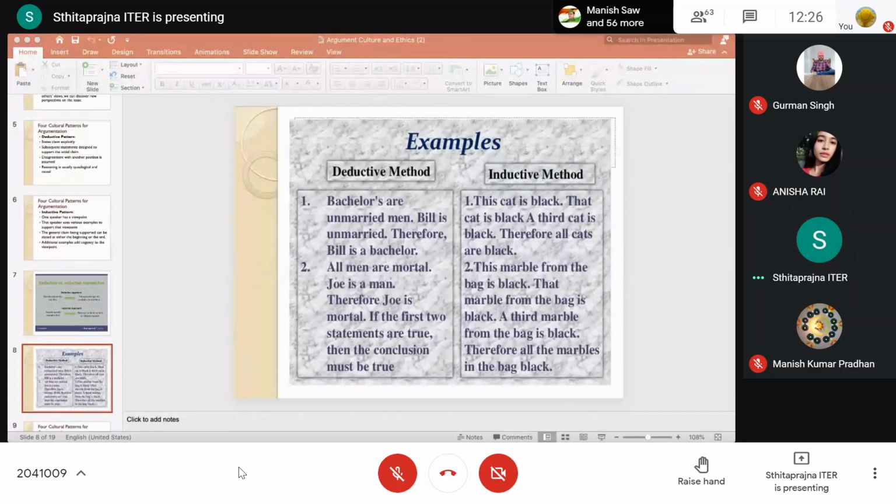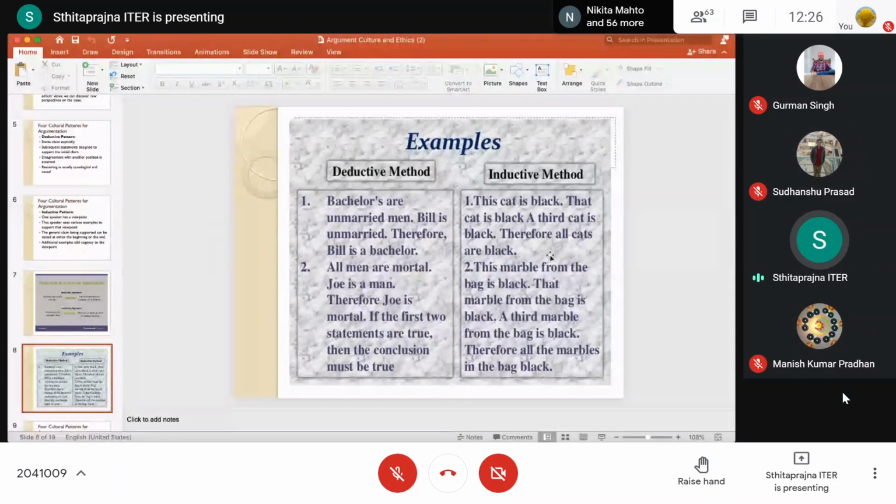So, Sudhanshu, are you there? Sudhanshu Prasad? Yes, ma'am. Yeah, please read this, the deductive method.